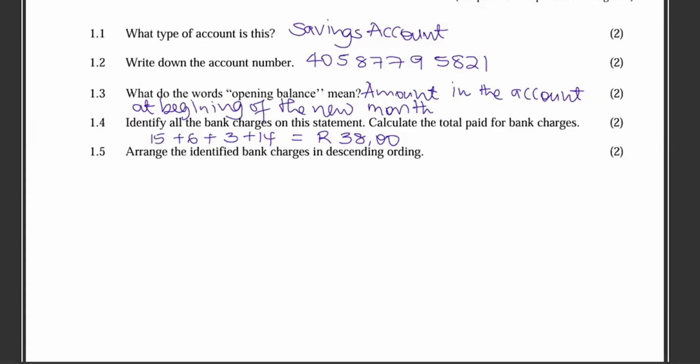Arrange the identified bank charges in descending order. This simply means from big to small. That's what you're going to do. From big to small. So you just check them up here. So meaning you began with 15 followed by 14, 6 and 3. This marks the end of question number 1. Let's look at question number 2.